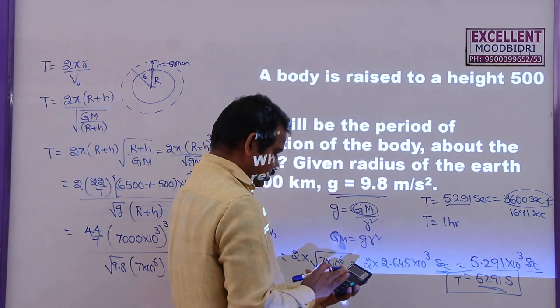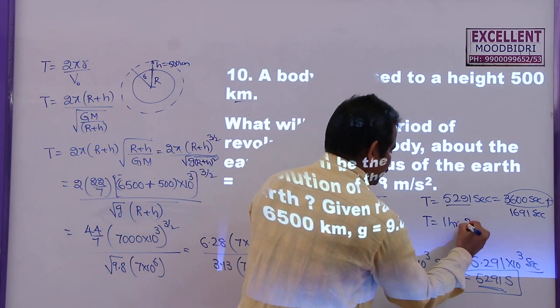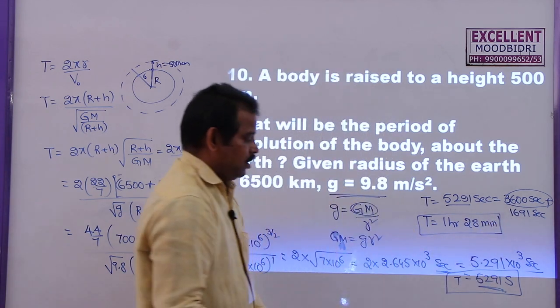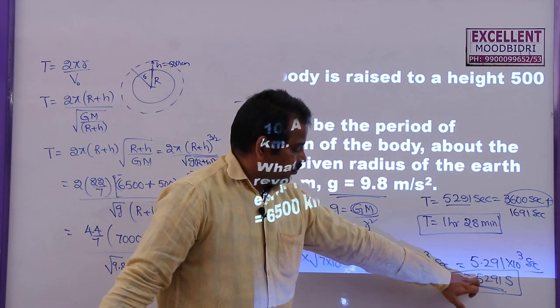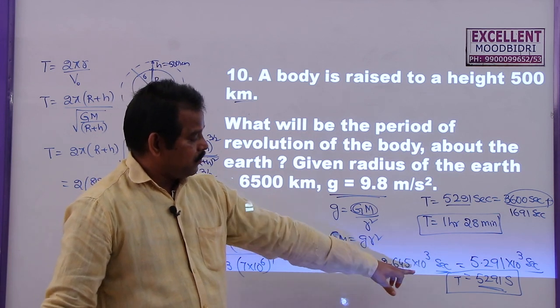So divided by 60, you will get it in minutes. So this is 28. So 1 hour 28 minutes. Remember students, in general you can leave this answer somewhere here itself. If you write the time period in seconds, that will be the final answer.